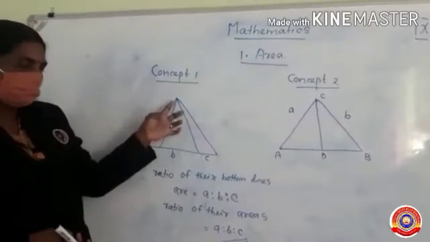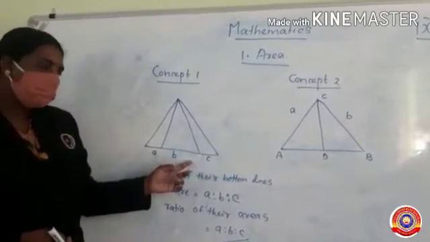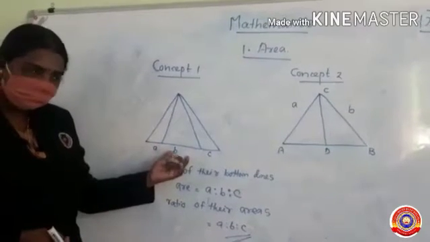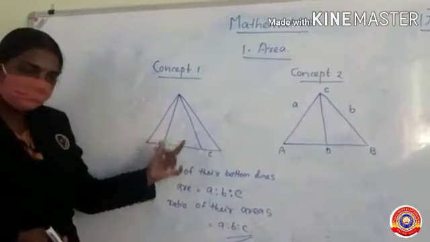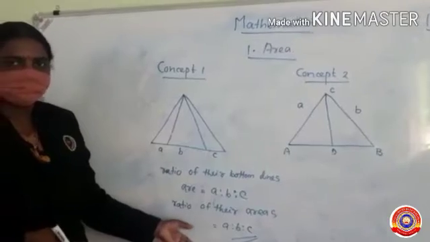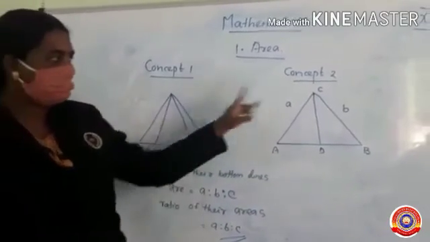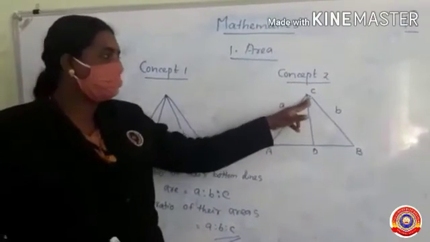Once again, a line from the vertex of a triangle divides the length of the opposite side and the area of the triangle in the same ratio. Next, I will move on to the next concept.